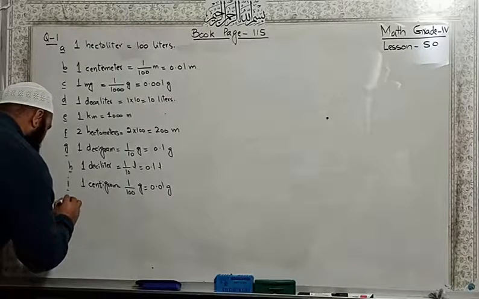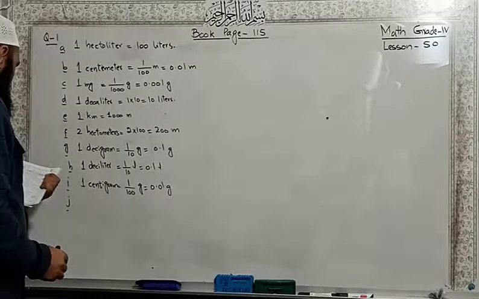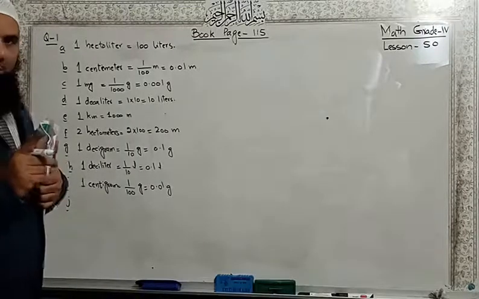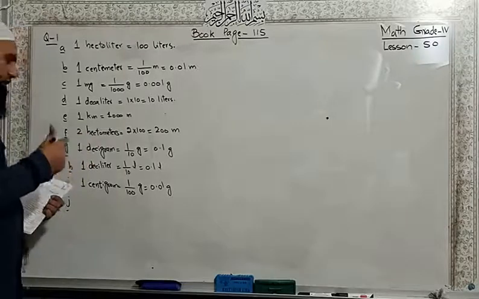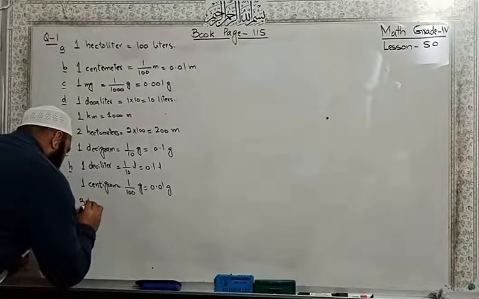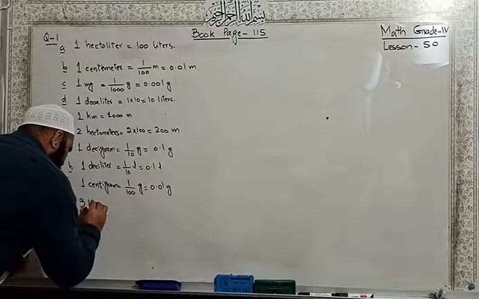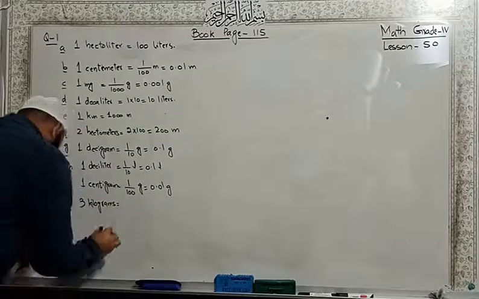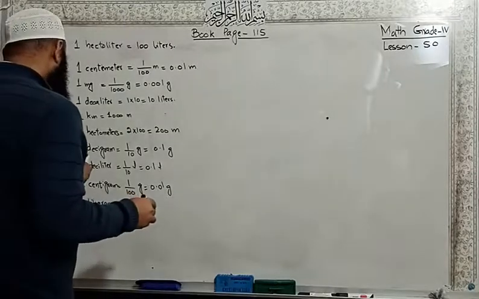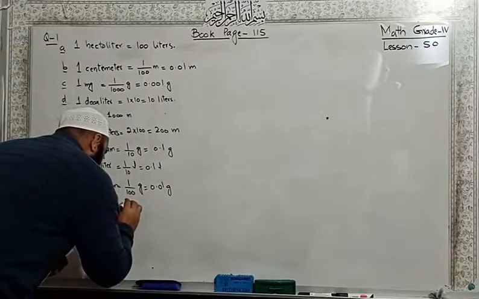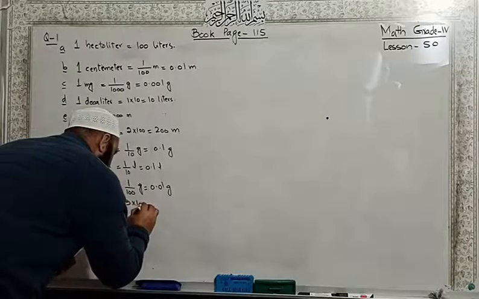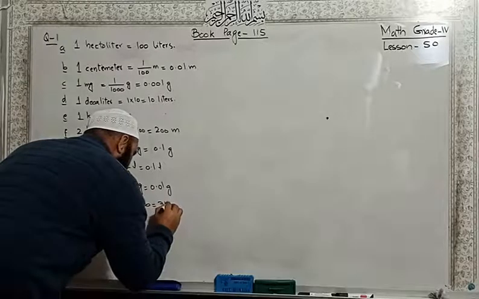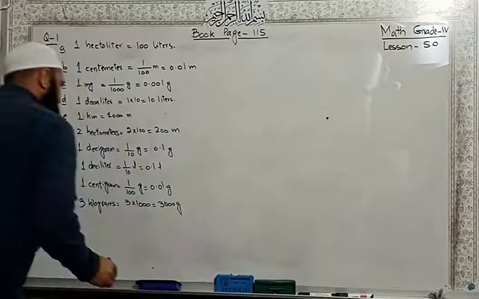Number J. 3 kilograms. We know that 1 kilo means 1000. So 3 kilo means 3000. 3 kilograms is equal to how many grams? It will be equal to 3 multiply 1000, which is 3000 grams.